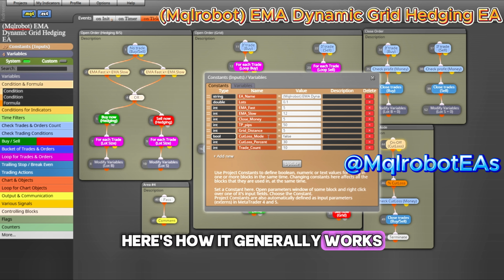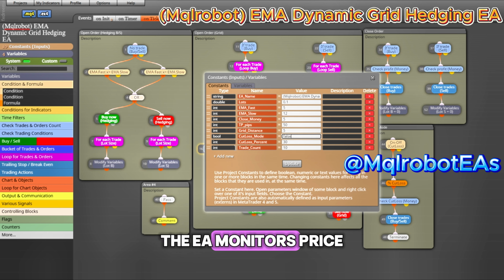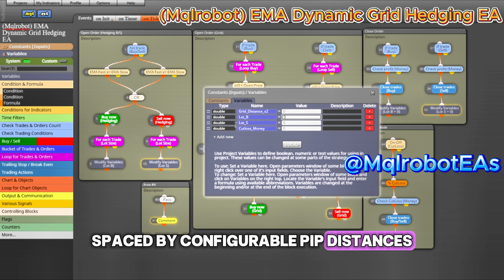Here's how it generally works. The EA monitors price in relation to EMAs to determine trend direction. When price respects the EMA filter, it allows grid hedging to engage. The grid system places buy and sell orders around current price levels, spaced by configurable pip distances.